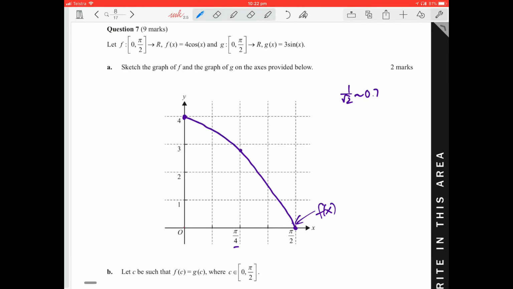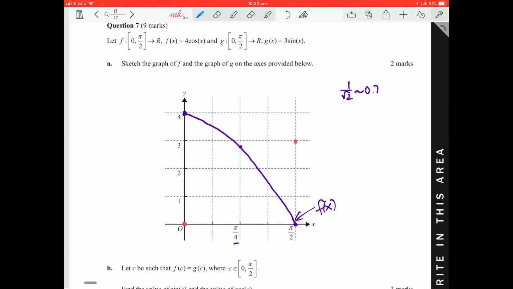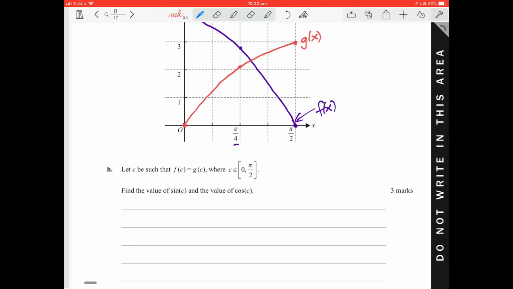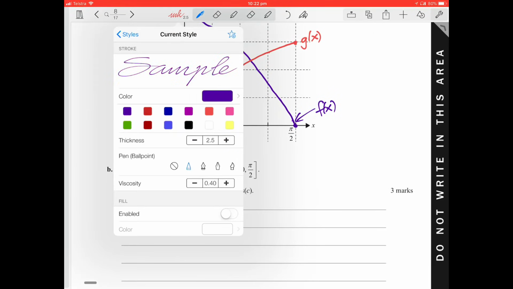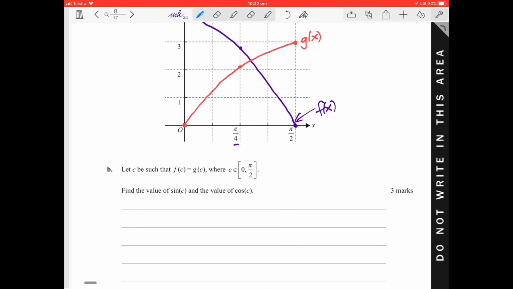Let's change colors. 3 sine x, so sine starts at the bottom. It's going to finish at 3. 3 times 0.7 is 2.1. So it's going to look something like that. So that's g of x. Okay, let c be such that f of c equals g of c, and c is between 0 and pi on 2. So what does that mean? It's basically this point here because we want them to be equal. So that value must be c.